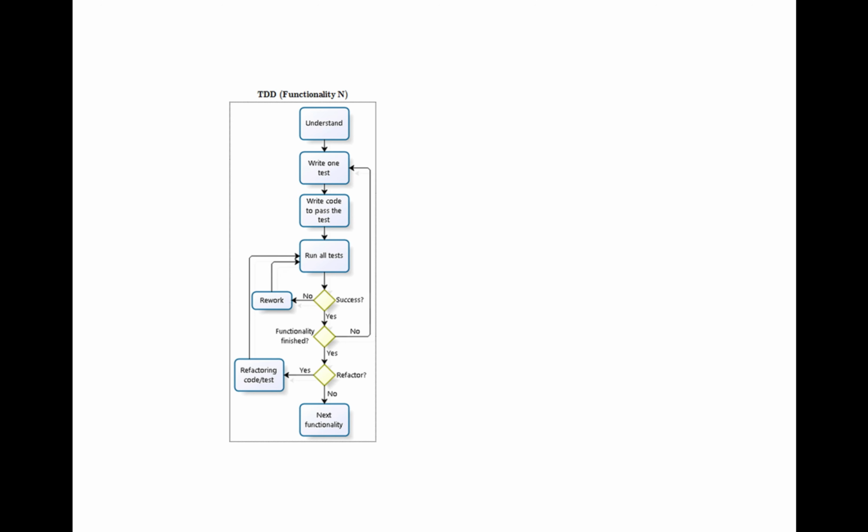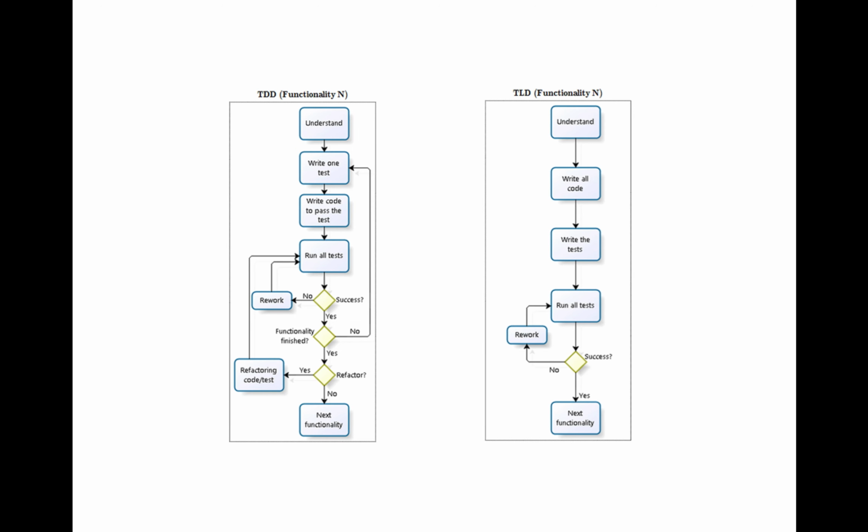Before starting, I intend to explain the concepts of TDD and TLD briefly. As the picture says, you need to understand the requirements first and then write one test. The third step is to write code to pass the test. Finally, run all tests and refactor the code if necessary. But as for TLD, you need to write all code first and then write the tests. Other steps are quite similar.